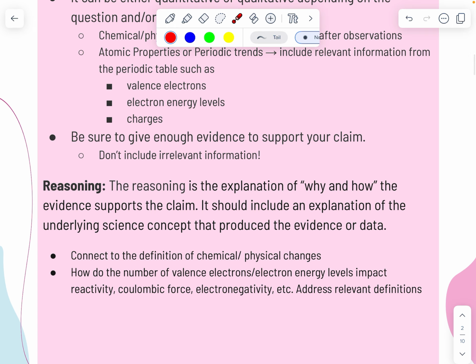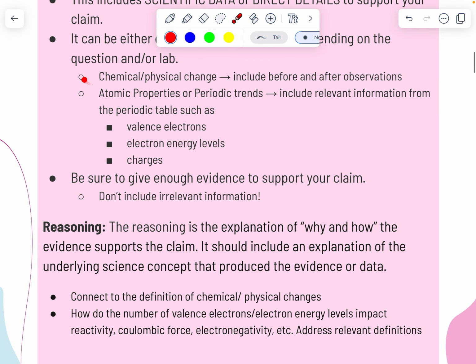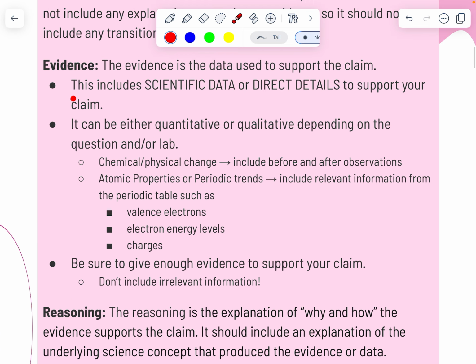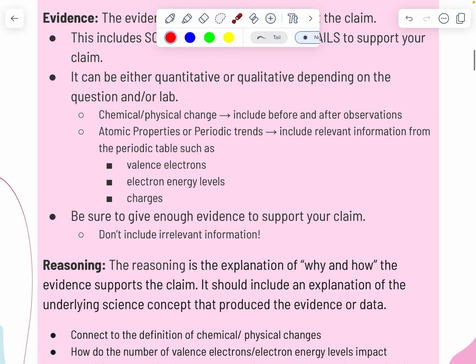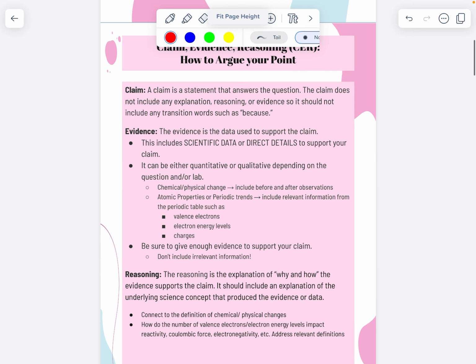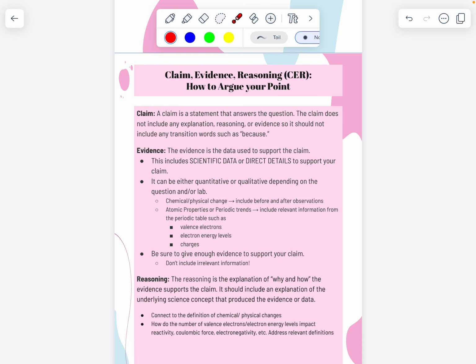And then last is our reasoning. Reasoning is the explanation of the why and how the evidence supports the claim. It should include an explanation of any underlying science concept. So if you need to talk about the definition of a chemical change or the definition of a physical change, it's kind of the rules or the scientific principles that show why my evidence supports the claim that I made. So this sheet will be a good reference for later on. It's okay if you don't really understand how to do these right now, but as we go through those, this page will be a good reference.